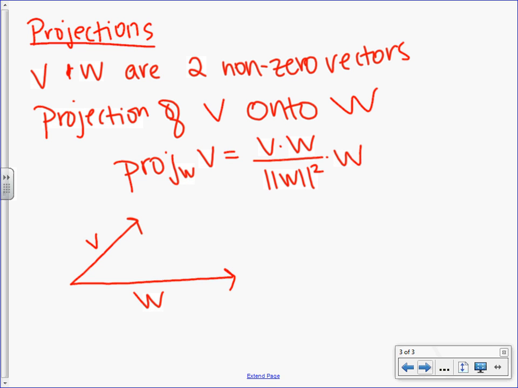What do we use projections for? We're going to use it to help us find work. Is that dot W or just W? Well, it's going to be a scalar times W. Because the dot product is a scalar, the magnitude is a scalar, so this is going to be a scalar times W. So you're going to end up with a new vector representing this blue right here. So this is the projection of V onto W.